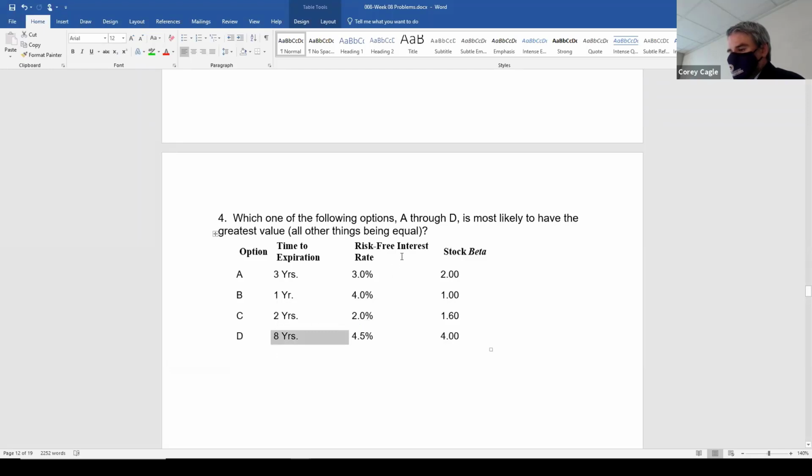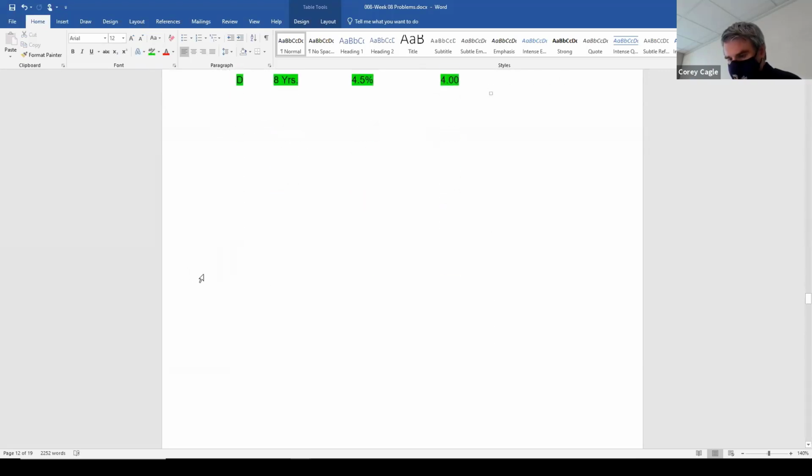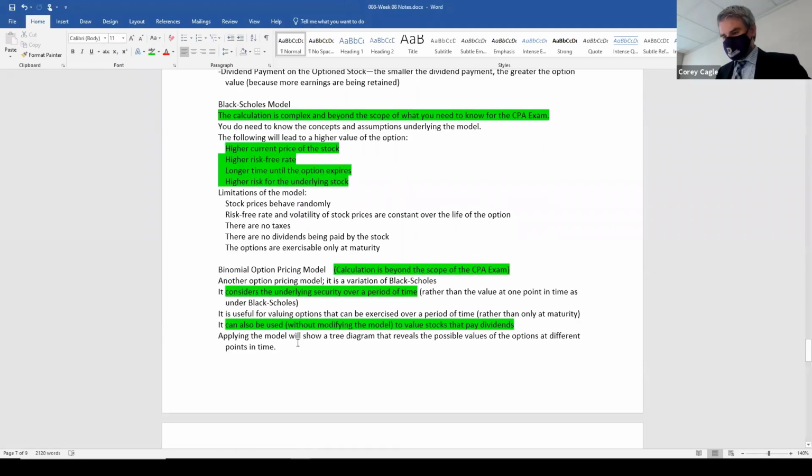Risk-free rate, the higher the risk-free rate, the higher the value. D is still looking good. Beta measures risk, volatility. The more volatile, the better. Higher beta means more risk. So D is great all the way across. It's a really good question. I like that one.